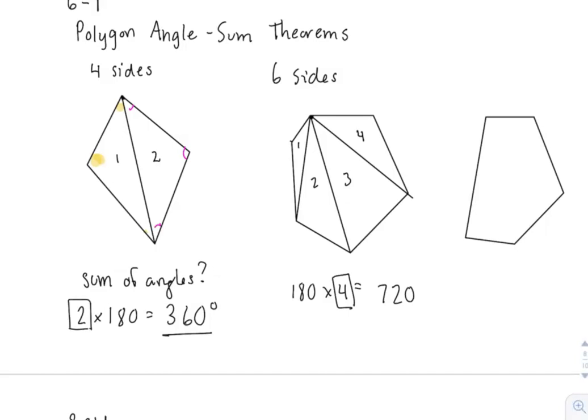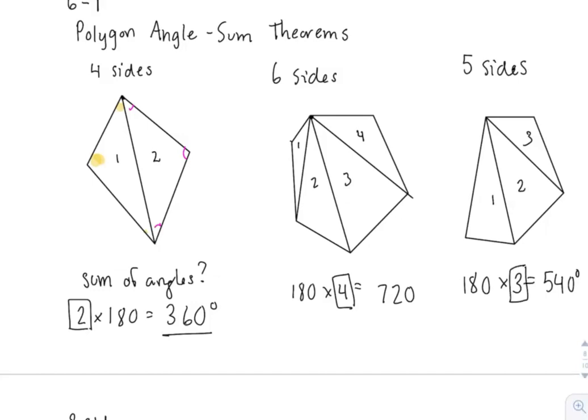Next one, we have 1, 2, 3, 4, 5 sides. Take a vertex, divide it up into triangles. 1, 2, 3. 180 times 3 is 540. All right, so I multiplied by 3 here. All right, so 5-sided shape, multiplied by 3, 6 I multiplied by 4, 4 I multiplied by 2. Maybe you guys are recognizing a pattern here.